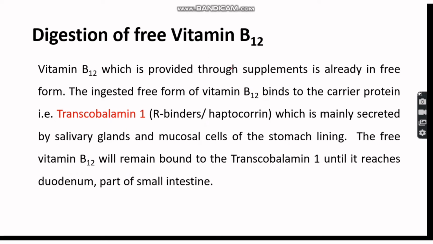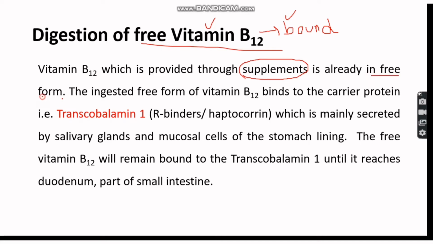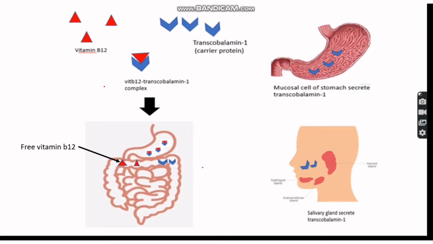So vitamin B12 is present in two forms. It is present in free form as well as in bound form. The digestion of this free form and this bound form is totally different in your body. First of all, we will study how the free form of vitamin B12 is digested in your body. I want to tell you that the free form of vitamin B12 is provided by supplements. Only in supplements is vitamin B12 already in free form. How it is digested, we're going to study.